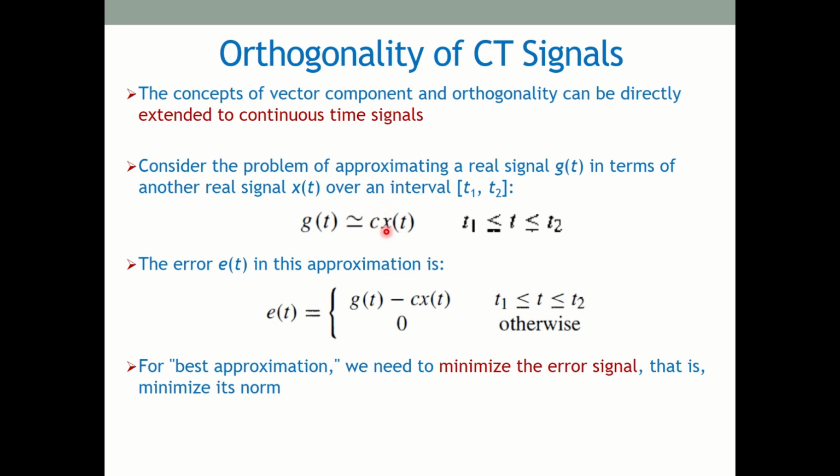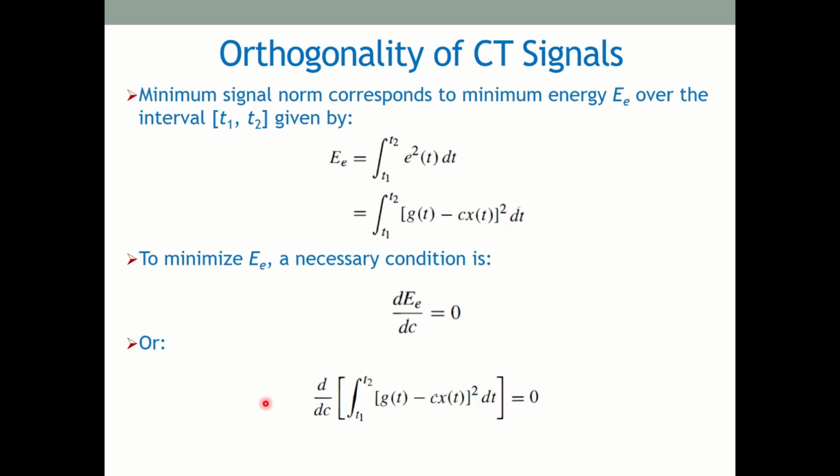Since this is only approximately equal to c x(t), there would be some error between the terms on the left and right side. That error term is called e(t), and it's equal to their difference, within this interval. Otherwise, outside this interval, the error term e(t) is 0. For the best approximation, we need to minimize this error signal. If this is approximating g(t), then this error must be minimum. If it is minimum, that means its magnitude or norm should also be minimum.